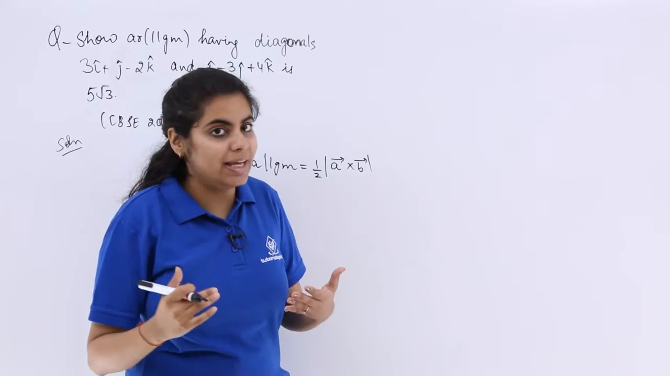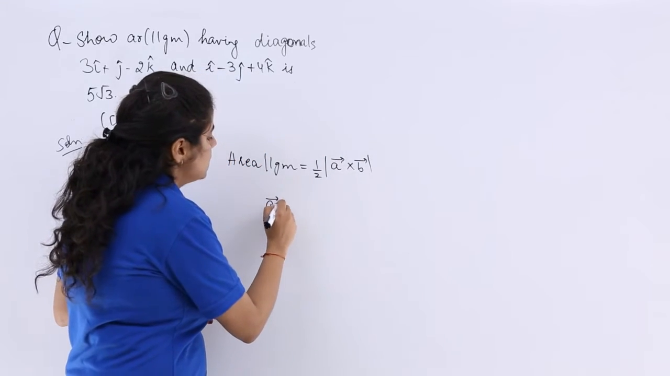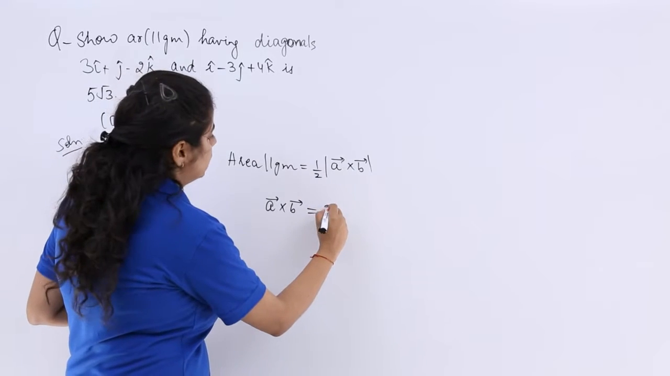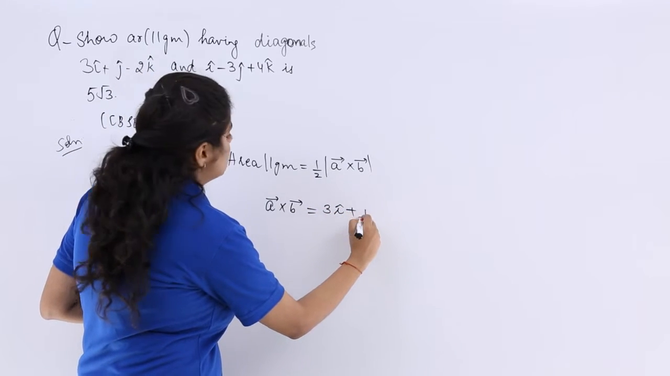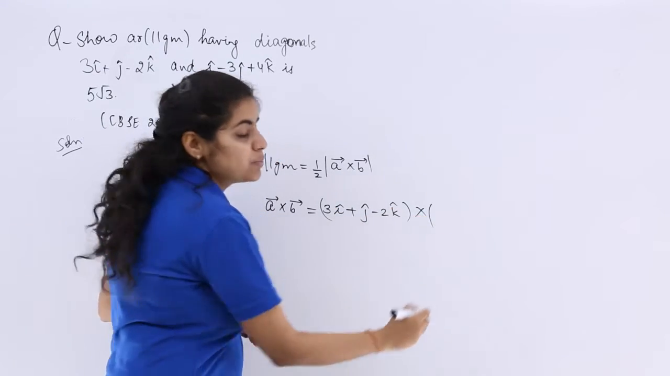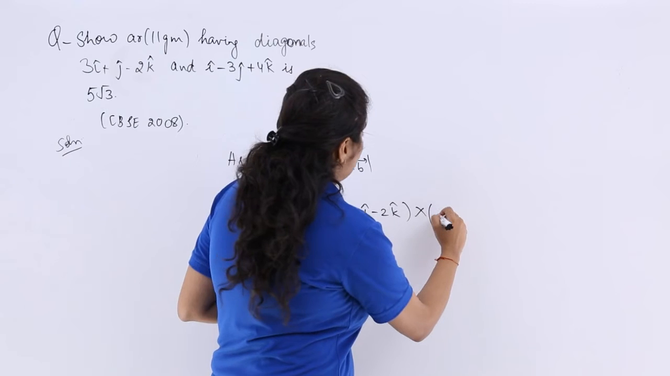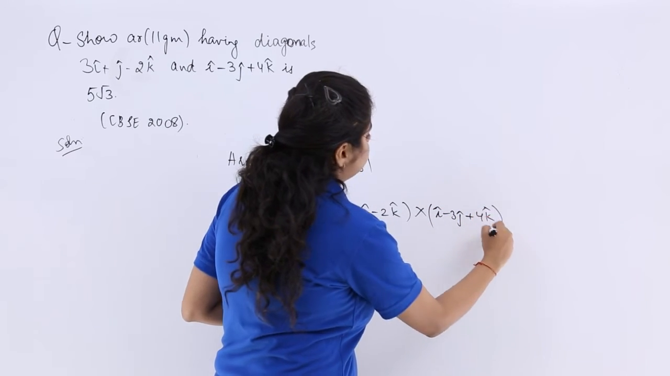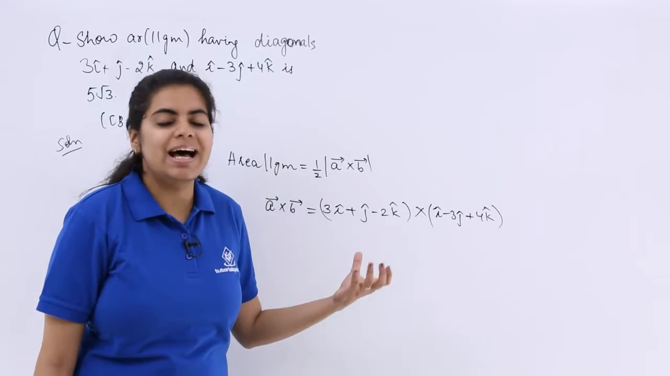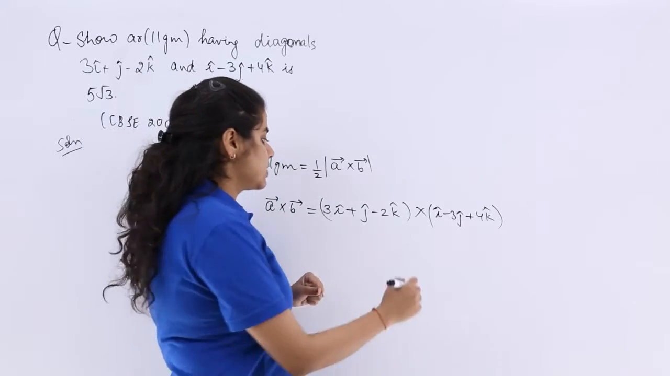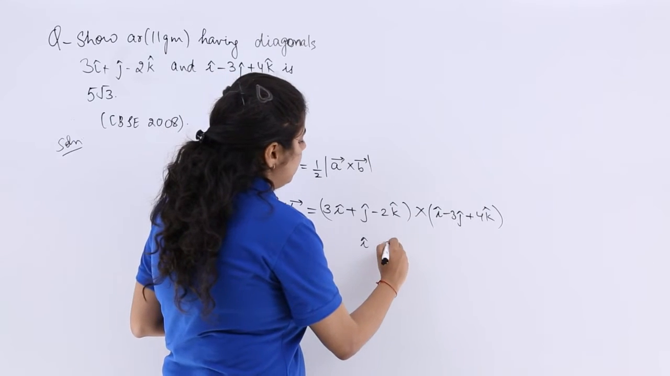So, let us find out A cross B. I have to basically find the cross product of 3i cap plus j cap minus 2k cap, the cross product of this first vector with i cap minus 3j cap plus 4k cap. So, this has to be done by the determinants method, that is the short trick. Since it is the first question, let me explain it to you from the very basic.